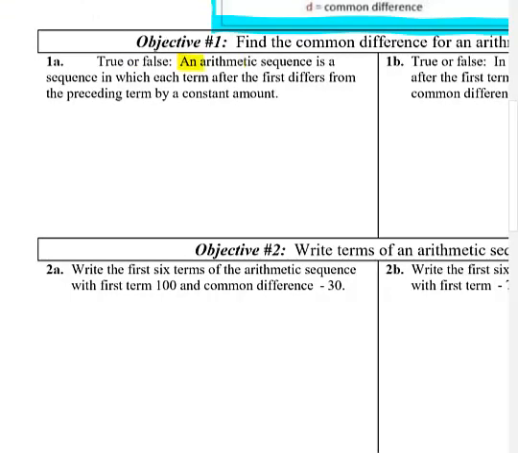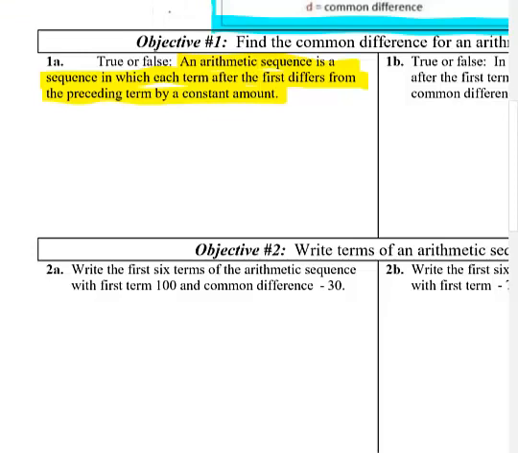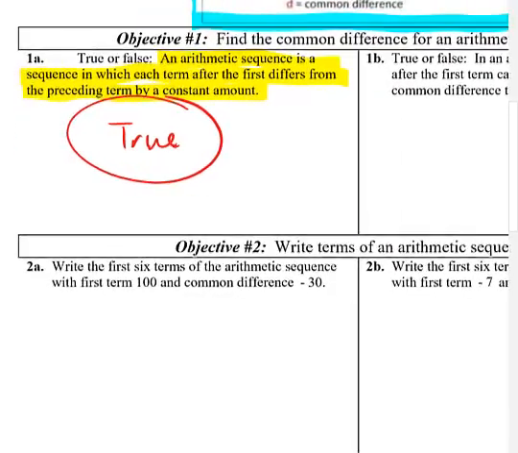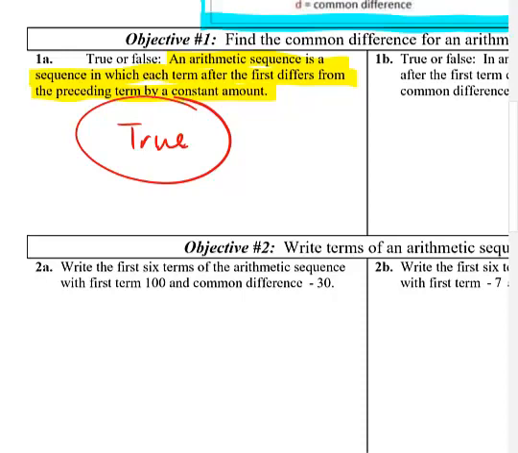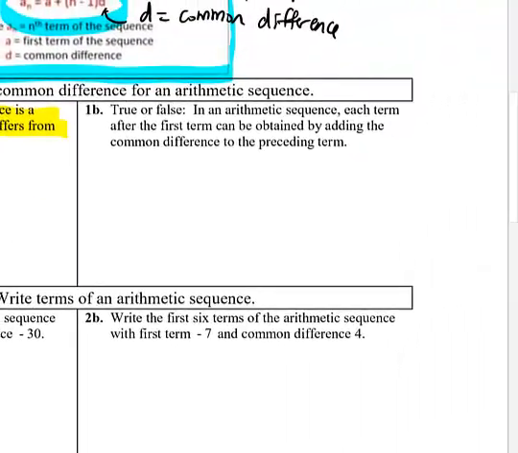It says true or false: an arithmetic sequence is a sequence in which each term after the first differs from the preceding term by a constant amount. Yeah, that should be true, because in the first example we looked at, all the terms of the sequence were 3 apart. They should all differ by the same amount. I think by constant amount they mean that it's always the same number. Like in the previous one, the common difference was 3.